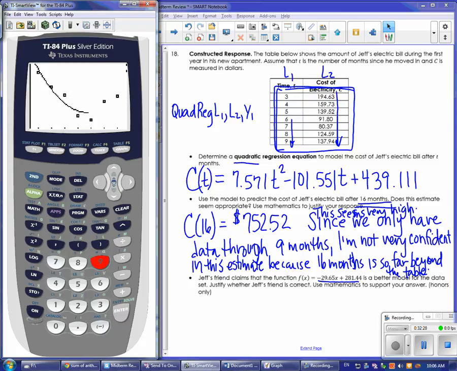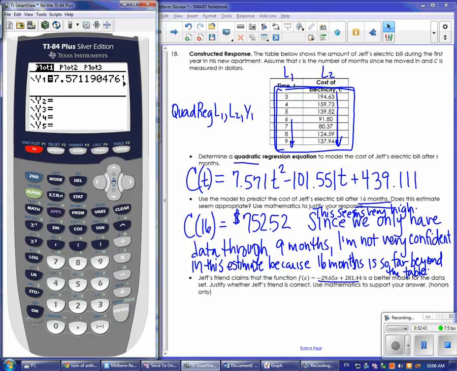And what you should see is the scatter plot along with your parabola, because that's your quadratic regression equation. And I can see that's a reasonable model for the data that I have. Let's go ahead and also add in Jeff's friend's model. So let's go into y equals. And I don't want to make my original equation disappear, so I'm going to put Jeff's friend's model in y2.